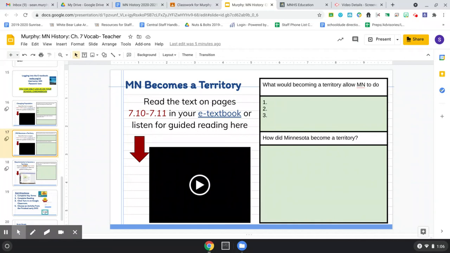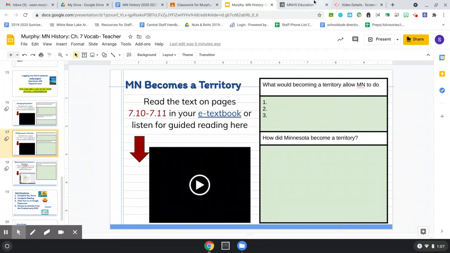On this slide, we are going to learn about how Minnesota became a territory. And there's two questions that will go with this slide. Question one, what would becoming a territory allow Minnesota to do? And there's three things that you're going to look for or listen for in this reading. The second question says, how did Minnesota become a territory?